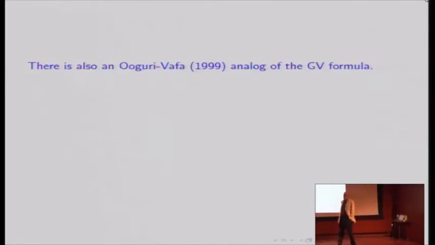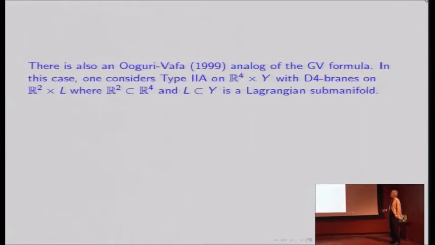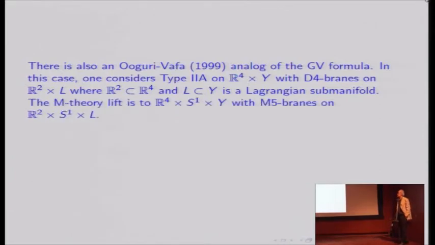Now, there's a cousin of this formula due to Ooguri and Vafa, which I wish I had time to explain in detail, but I don't. In this case, I'll just say what the context is, but I won't go farther. You still consider type 2A on R4 times Y, where Y is a Calabi-Yau threefold, but you add D4 branes on R2 times L, where R2 is in R4, and L is a Lagrangian submanifold. And again, you can now write some new chiral interactions, some new F terms that live on R2. But it would take too long to explain the details.